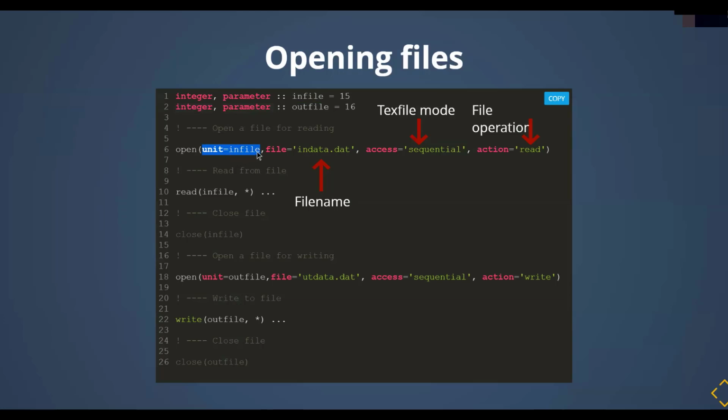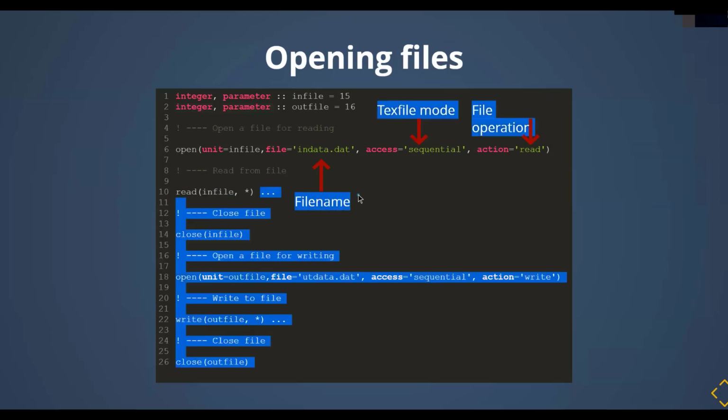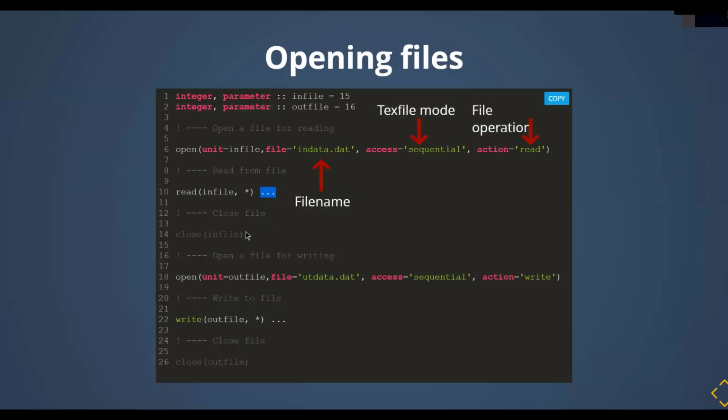So I provide infile here. I specify the file name, which file to open. How do I want to open this file? I want to open this as a text file, that is, I will access the lines sequentially. And what do I want to do, write or read? So action equals read. Then I use read, and the first parameter is the file unit that I want to read from. In this case, I use infile to read. I add the variables that I want to read in, and when I'm done, I do close. Now I tell the operating system I'm done with this file.